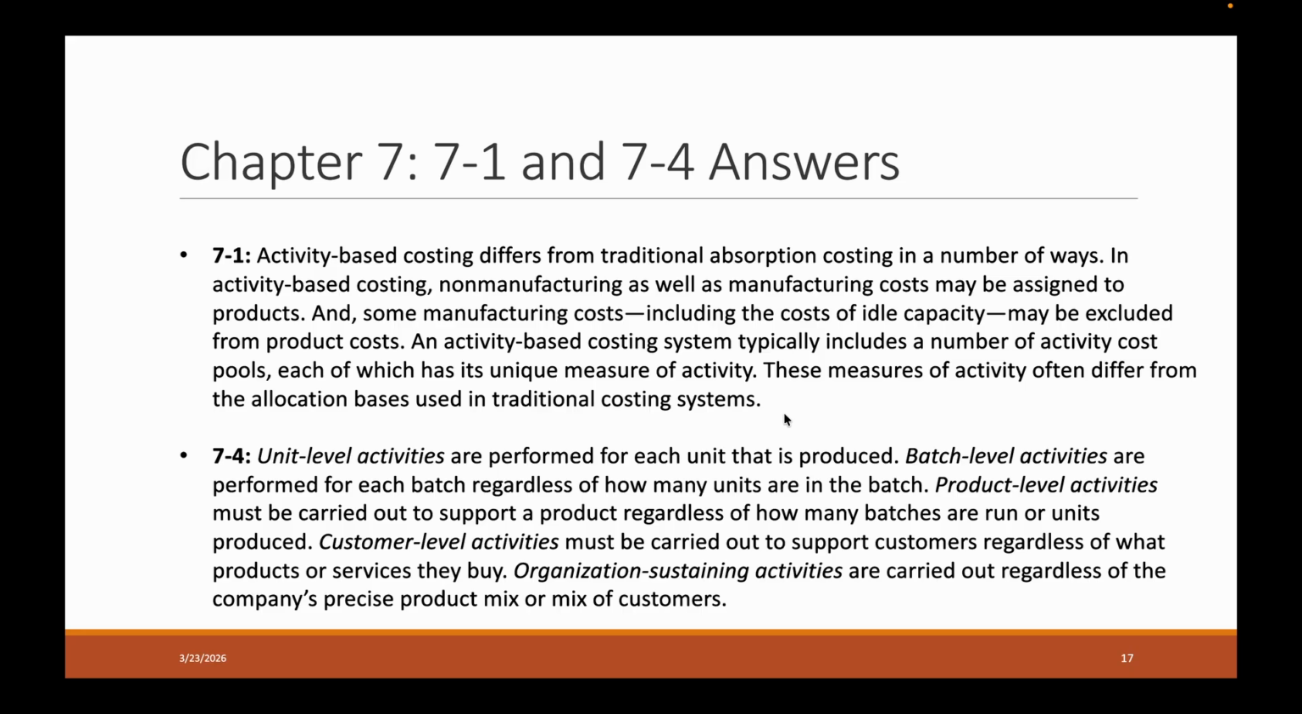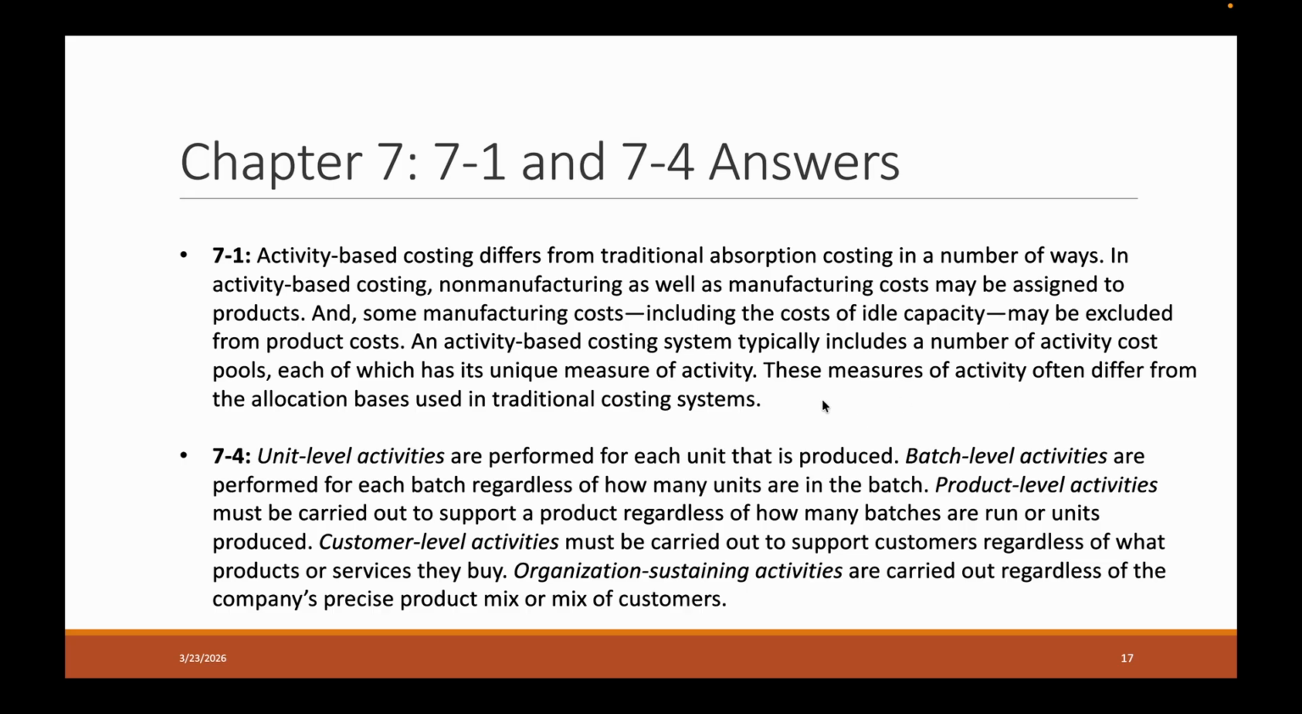And 7-4, looking at the different level activities, starting with unit level activities. Unit level activities are performed for each product that is produced. So each unit that is produced is a unit level activity. Batch level activities are performed for each batch, regardless of how many units are in the batch. So it's kind of a group of units, but produced in a batch. So it's pretty self-explanatory in the name.